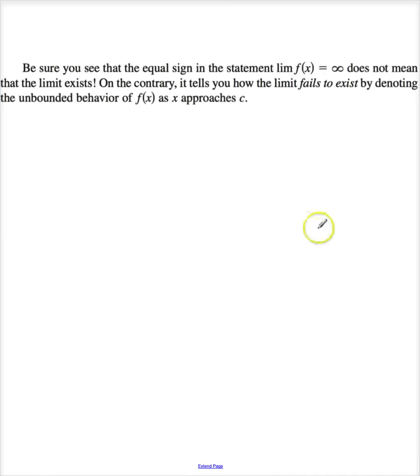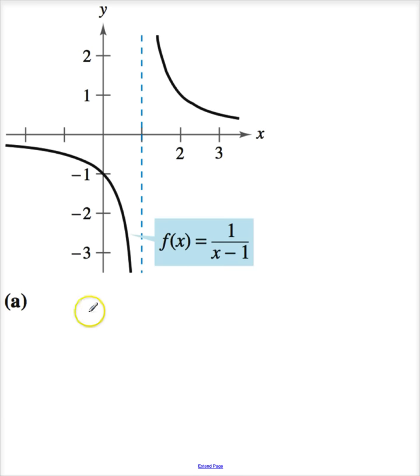Now, be sure that when you see that equal sign, it doesn't mean the limit exists. It means the limit fails to exist. As a matter of fact, it becomes unbounded, either in the positive sense or the negative sense. So, let's look at this one right here. The limit as x approaches 1 from the left of f of x is negative infinity. It's negative infinity because no matter if I get just a little bit closer, I'm going to wind up with a functional value that is even smaller than the one before it.